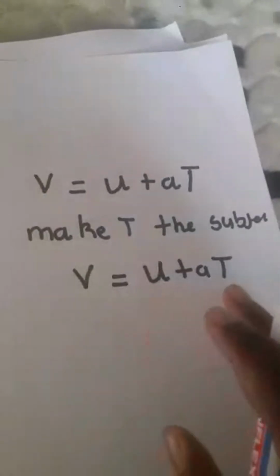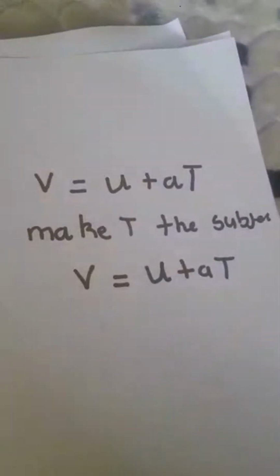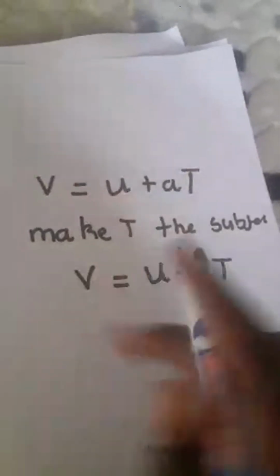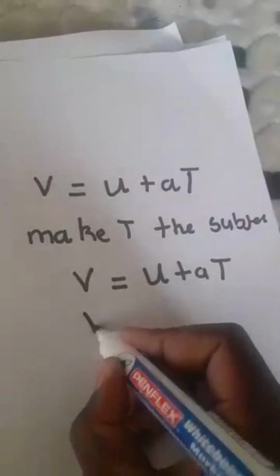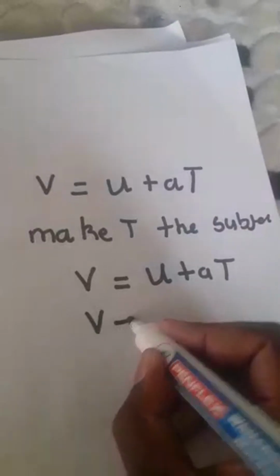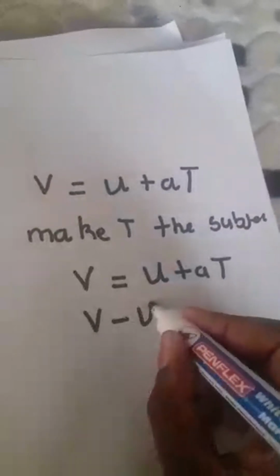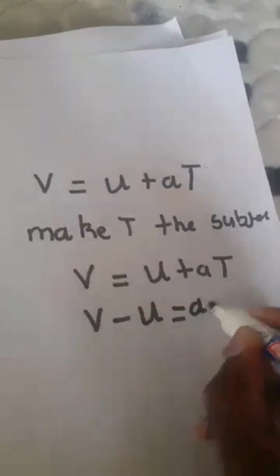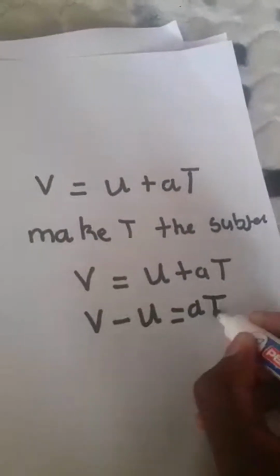Right, so we want to make T the subject of the formula. So let's bring U to this side. It's now V minus U is equal to AT.